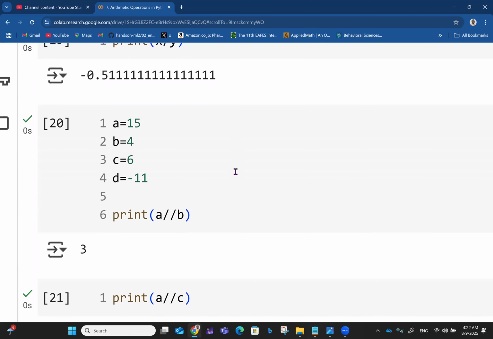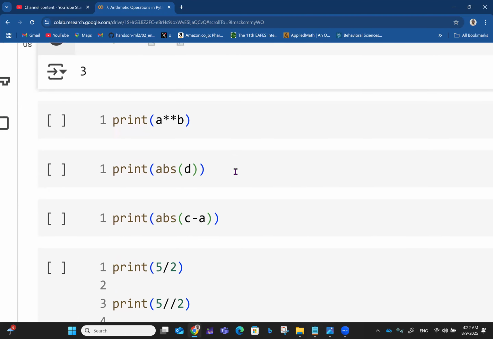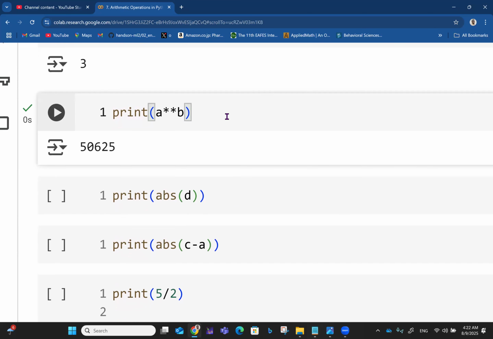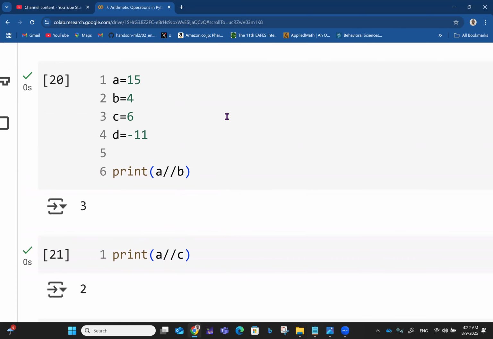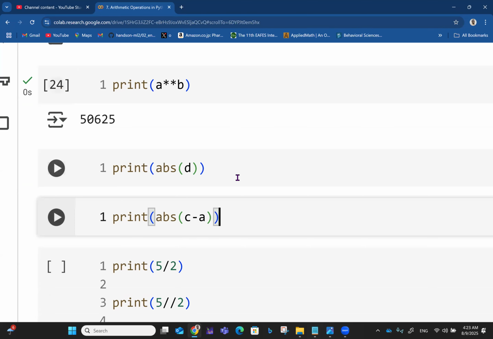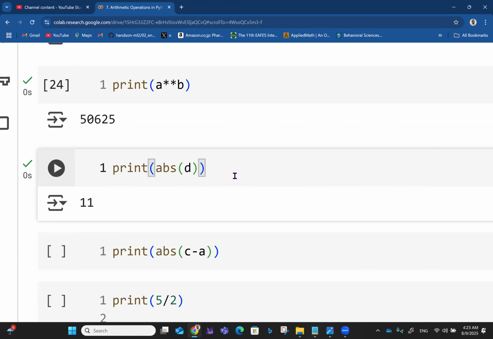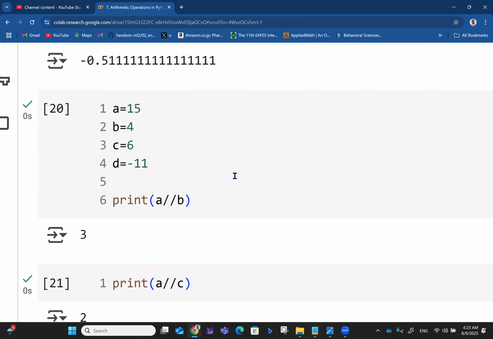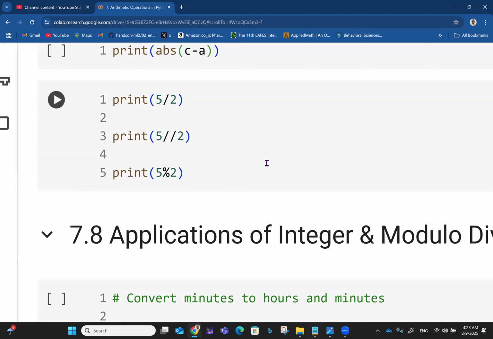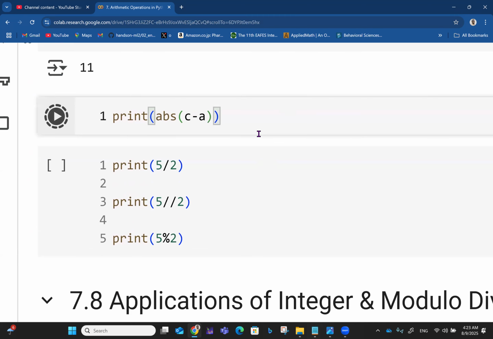That is 15 raised to power 4. That's going to be some big number. Okay, 15 raised to power 4 is 50,625. Then the absolute value of D. D is minus 11. So the absolute value of D means we drop the minus. We don't care about the minus. Then the absolute value of C minus A. That is 6 minus 15, that's minus 9. Absolute value of minus 9 should give us 9 like this.